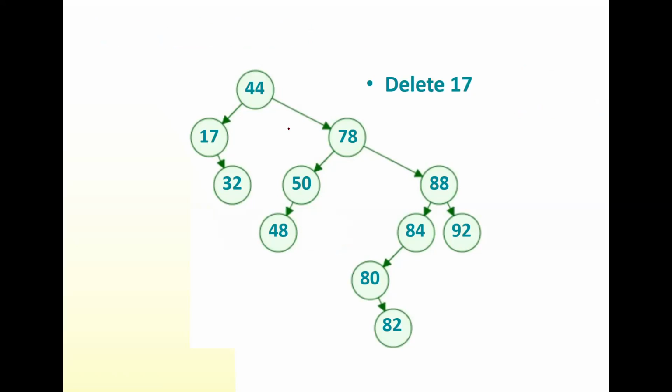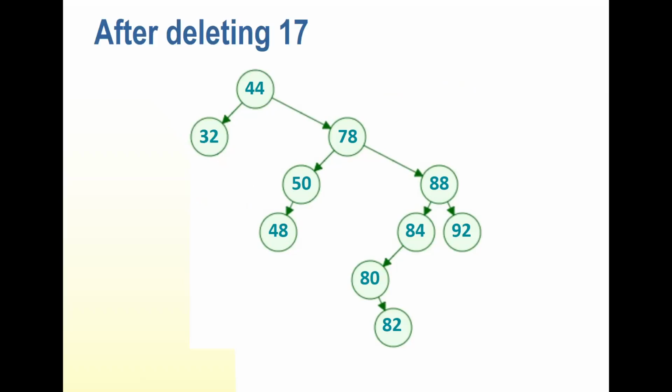Second case is the node to be deleted has one child node. In that case, we just set the pointer of the parent of the node to be deleted to point to its child node, because it has only one child node. That means if this is a parent, this is grandparent, and this is grandson of that, the grandson will take the position of its parent while deleting. This node will be freed and 44 left will become equal to 32.